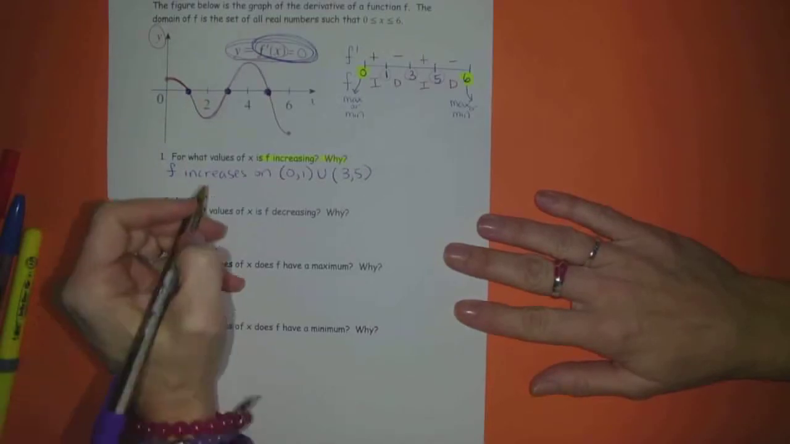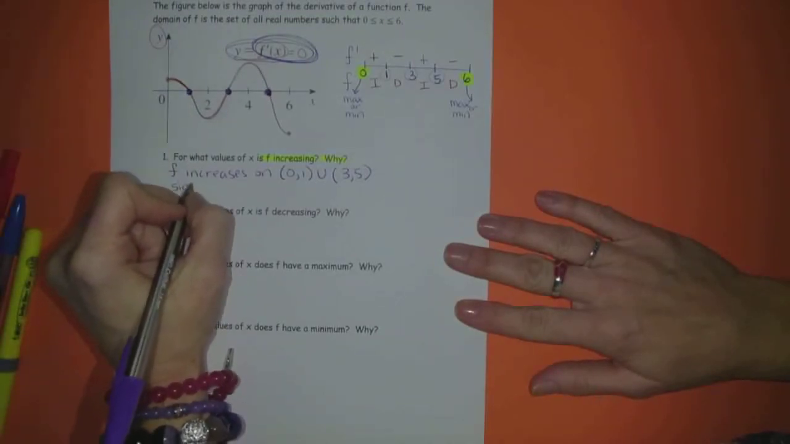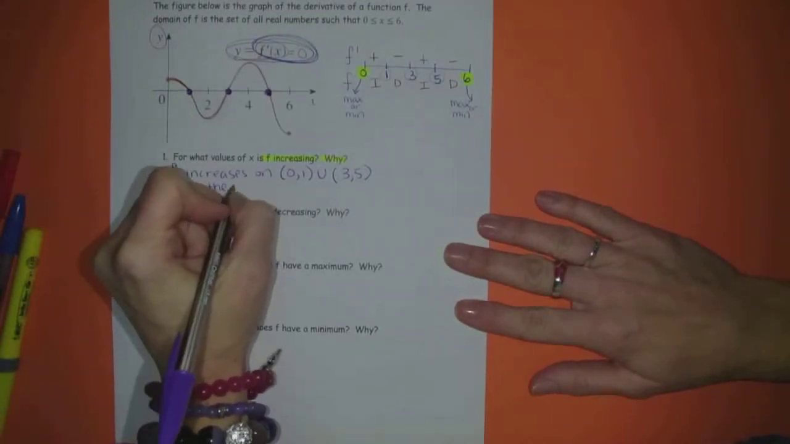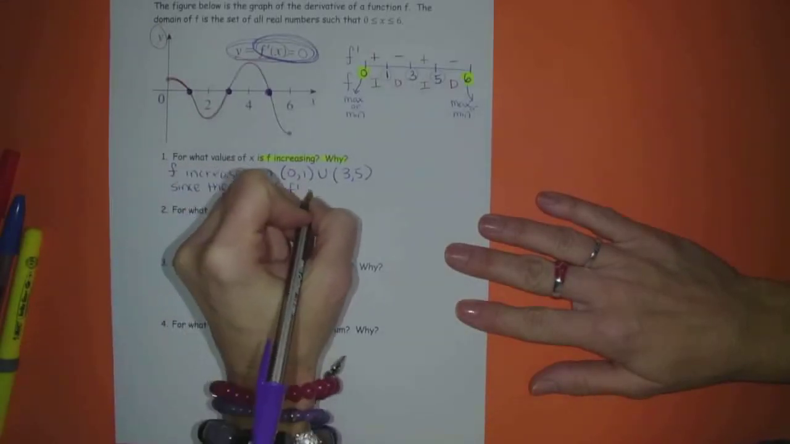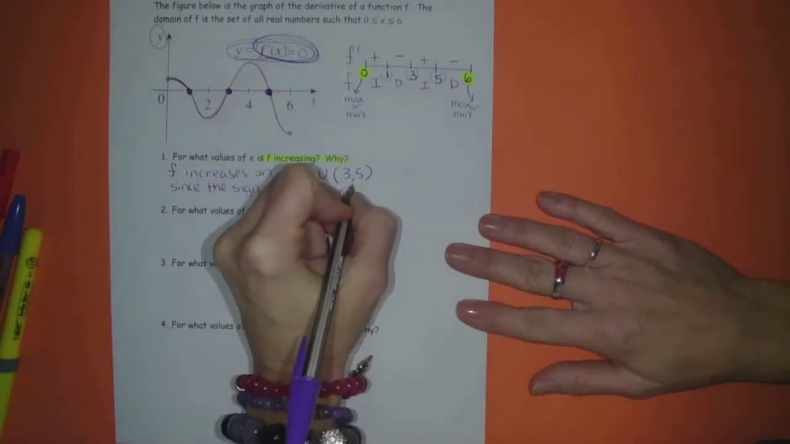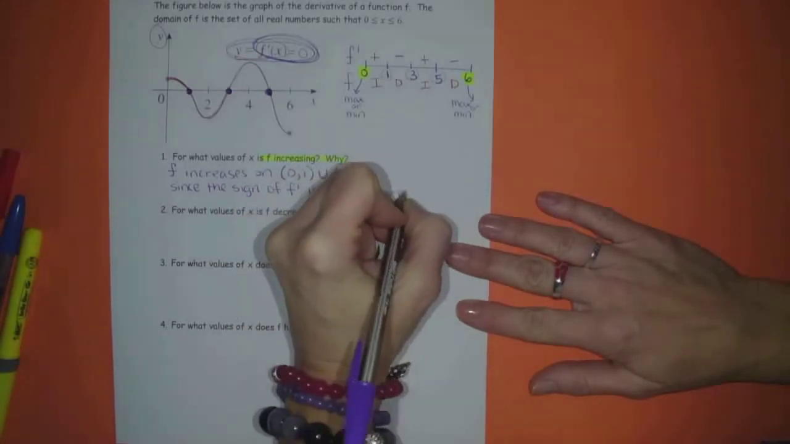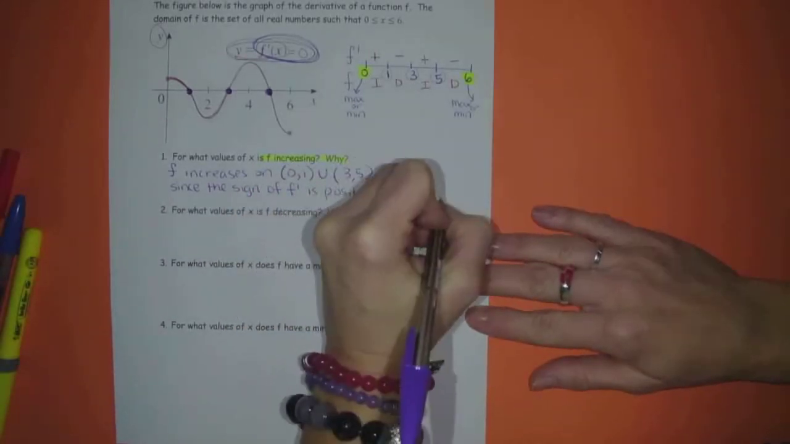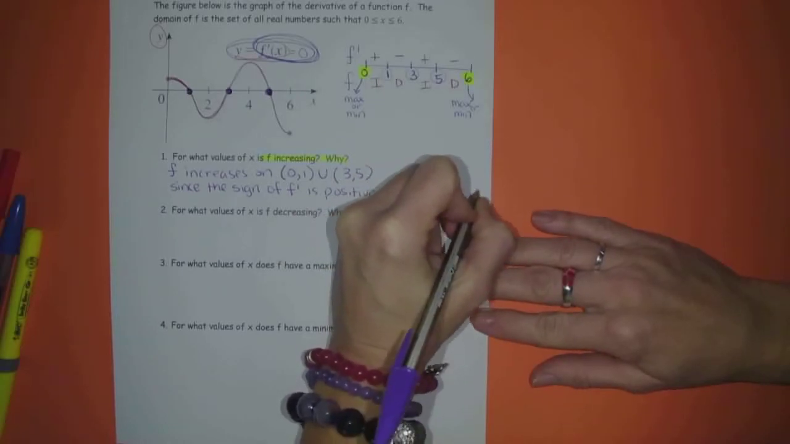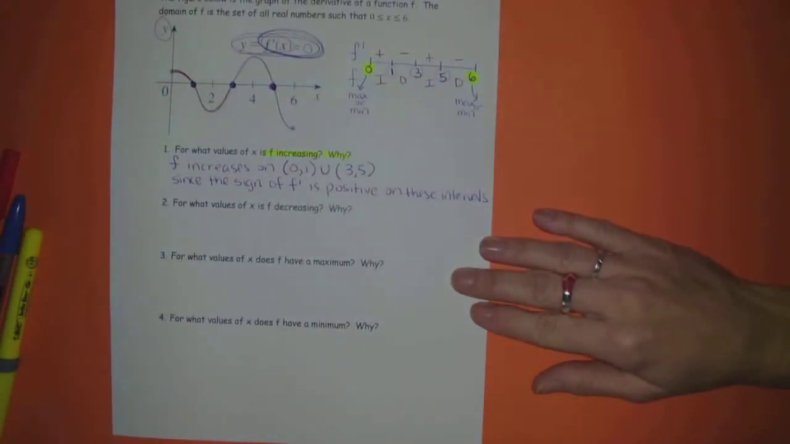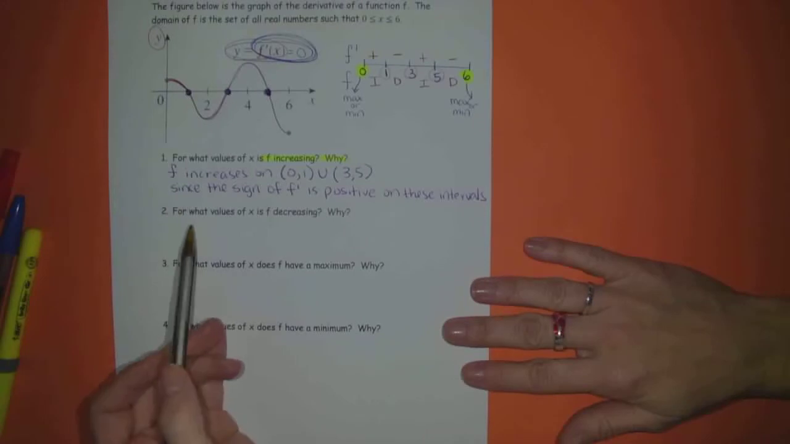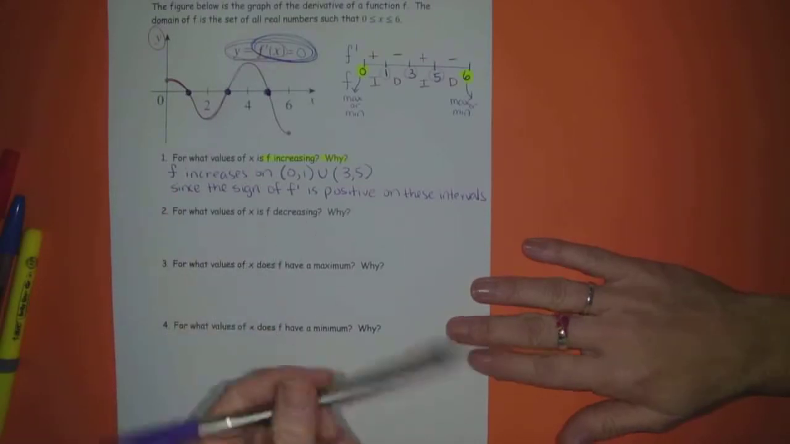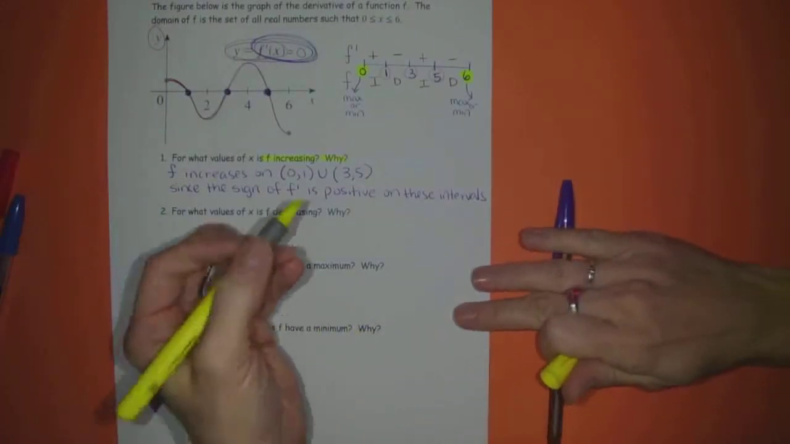Now, why? Well, since the sign of f prime is positive on these intervals. So that's pretty standard to what we've been working on. And if I'm going too fast, feel free to pause the video and write. Number 2, for what values of x is f decreasing and why?